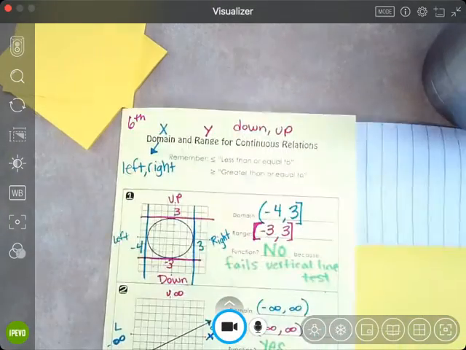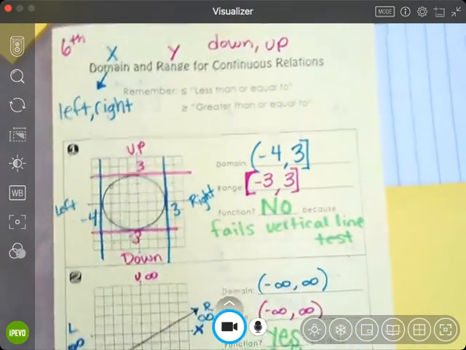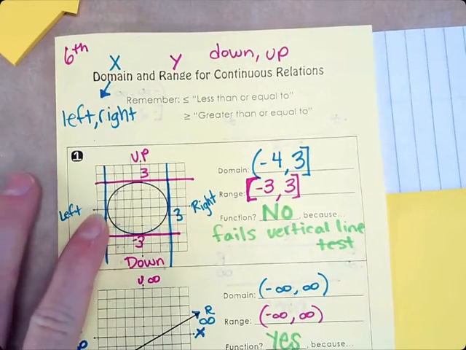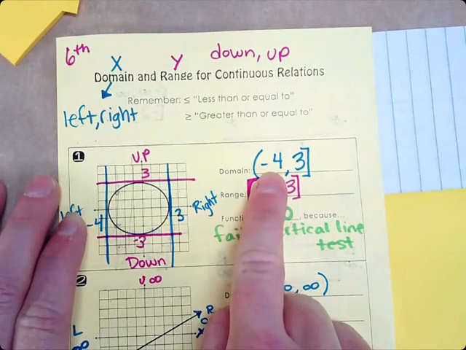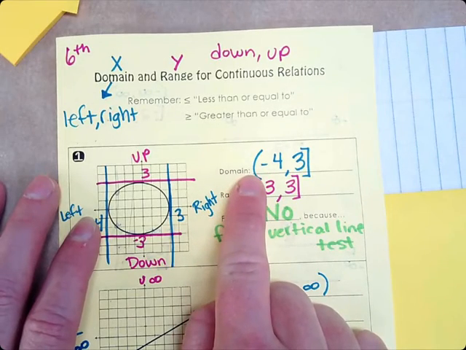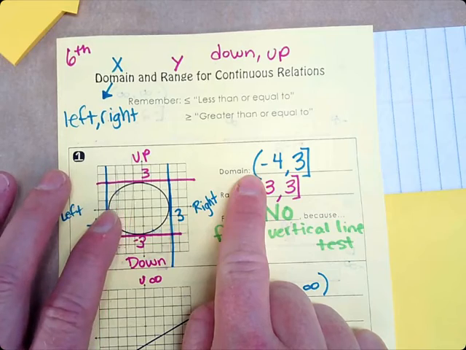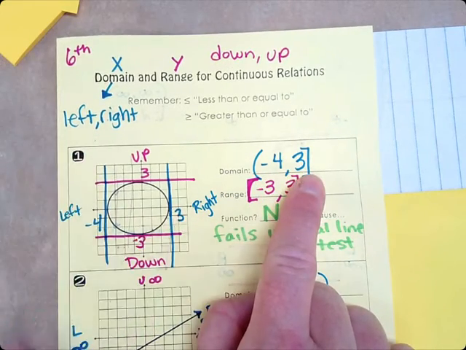Let's look at domain and range of continuous functions. As a reminder, domain is the x values. So we look and see if we can build a fence around the function from left to right, and then we write our numbers from left to right. Parentheses if the function or relationship doesn't actually touch the fence. Bracket if it does touch the fence.